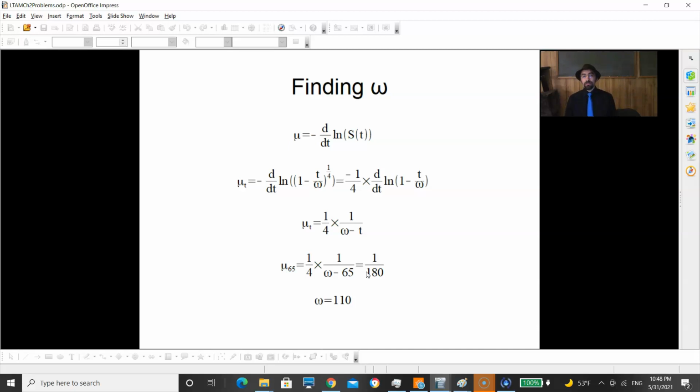And the way you do that is we use the formula that the force of mortality equals negative derivative log survival. So they give us the survival function. We do our calculus of negative derivative log survival. And we get that since they told us force of mortality at age 65 is 1 over 180, algebra happens and we get that omega equals 110.